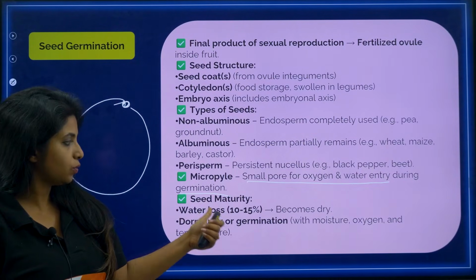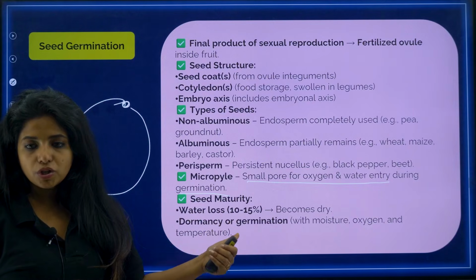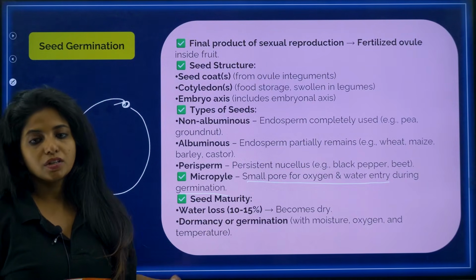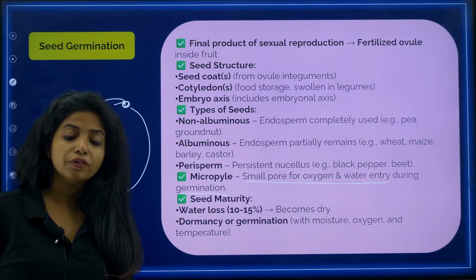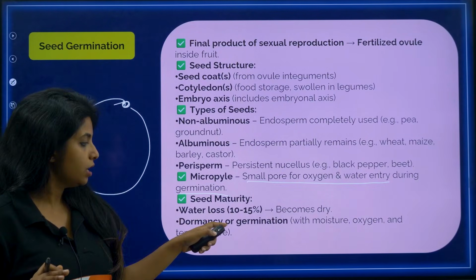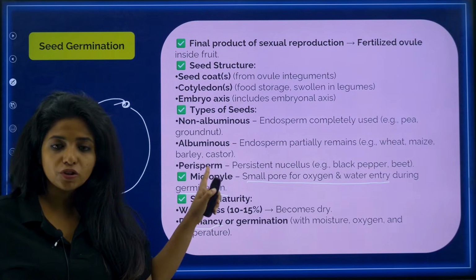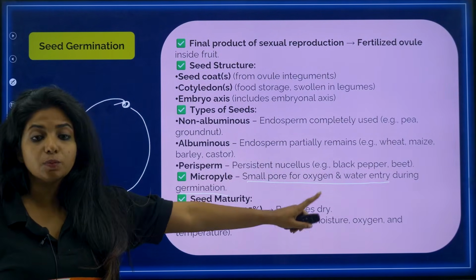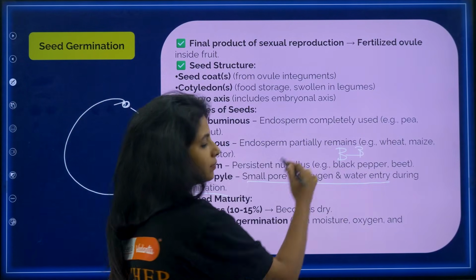Seed maturity: water loss of 10 to 15% happens, and it becomes dry. Dormancy or germination: with moisture, oxygen and temperature, it will slowly germinate, or if these are not there, it will be in the dormant state. This is all about the seed. Please do not forget the perisperm and also the examples, beet and black pepper. Both of them start with B.